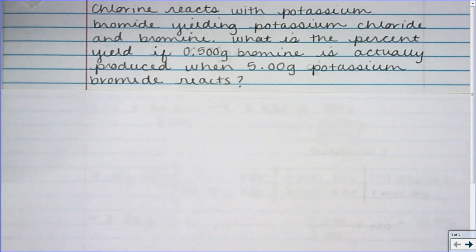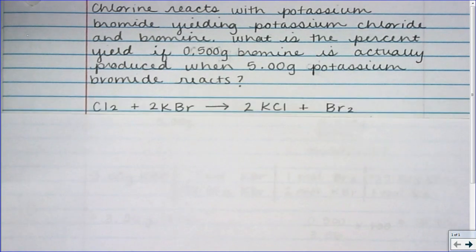Chlorine reacts with potassium bromide, yielding potassium chloride and bromine. What is the percent yield if 0.500 grams of bromine is actually produced when 5.00 grams of potassium bromide reacts? We need to go ahead and take the first sentence and put it into a chemical reaction and get that balanced first before we do anything else. So reread the first sentence if you need to and change that into the compounds.